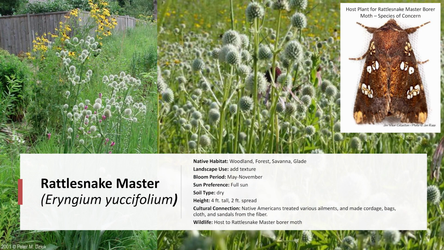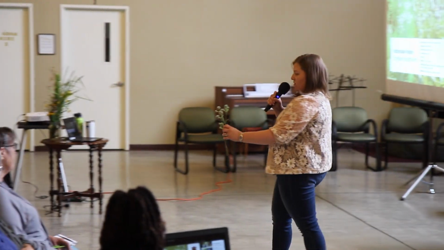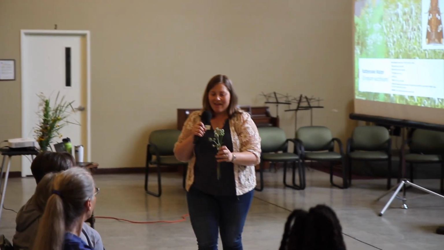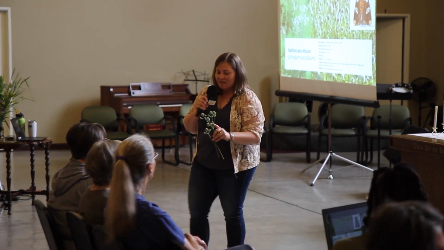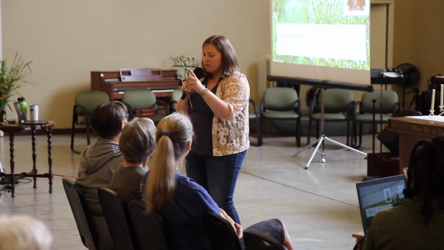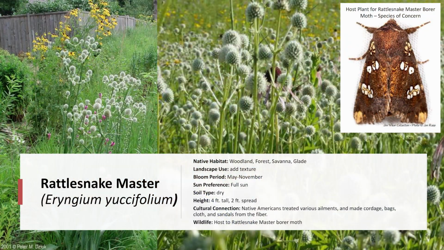Rattlesnake master, one of my favorites, and I have one here to pass around. So this plant, typically it gets about 4 feet tall, but in a garden it can get about 5 or 6 feet tall if it's grown well. And it's spiky, so be careful when you touch it. But this is the flower part, and it has leaves that look more cactus-like, and that's to protect itself from herbivores.